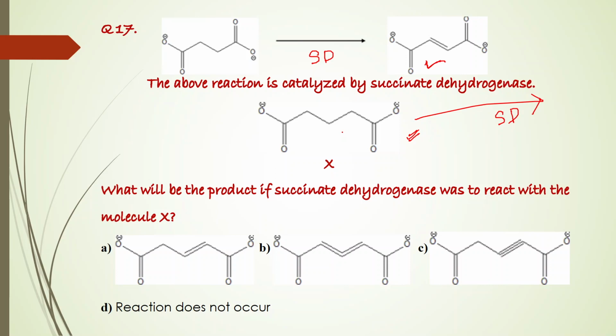From the name itself, it is very much clear: dehydrogenase, and you can see it in action, it is basically removing hydrogen atoms from these molecules and forming a double bond. Okay, so fine. We will come to the options later. First, let us see what SD is doing.